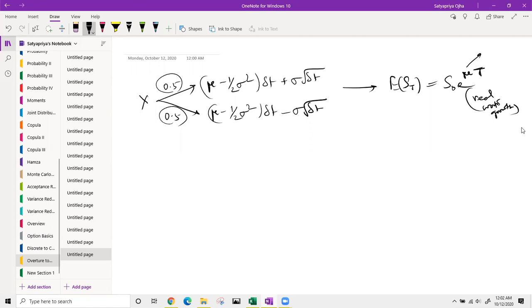Okay. So how can we do that? What process will give me this? I want this. How can I change the probability so that I'll get this?